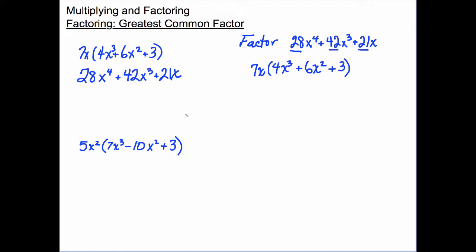Let's do one more example. I'll do it in both directions. 5x squared times 7x cubed, that's 35x to the fifth. And then minus 5 times 10 is 50x to the fourth. And then plus 15x squared.